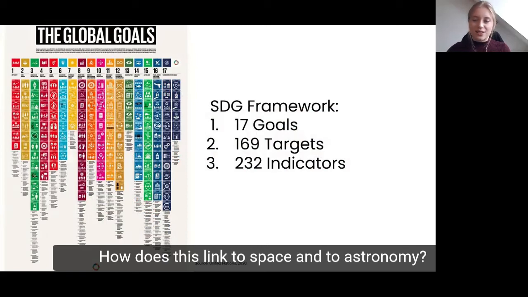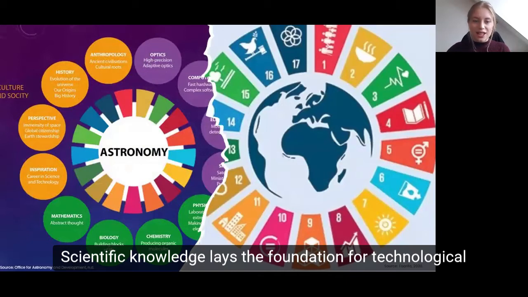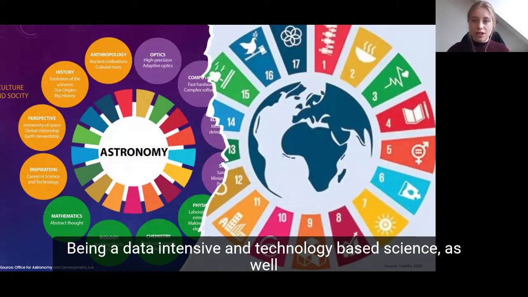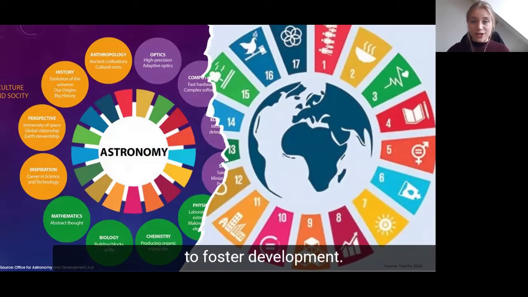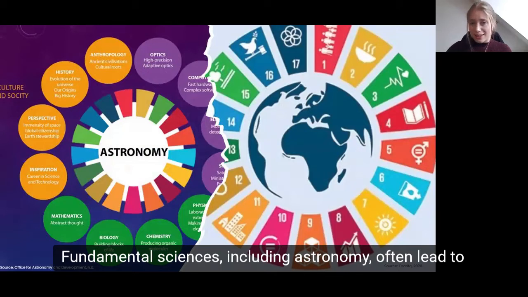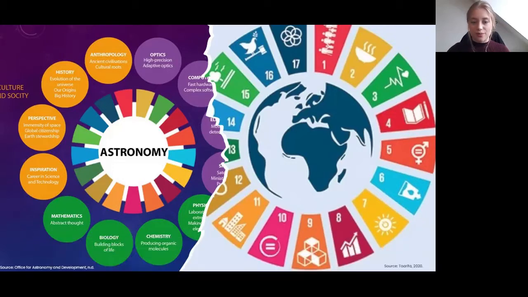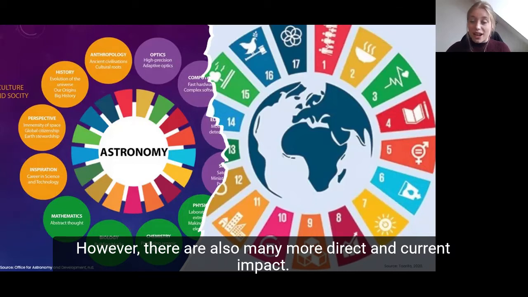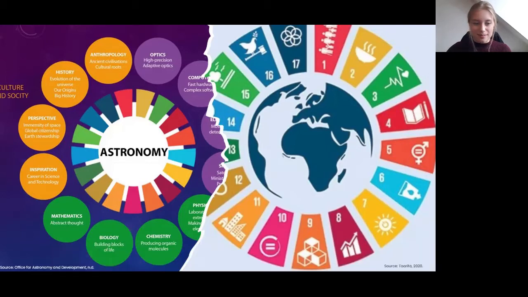But how does this link to space and to astronomy? Scientific knowledge lays the foundation for technological innovation and drives economic growth. Being a data-intensive and technology-based science, as well as deeply culturally rooted, astronomy provides many opportunities to foster development. Fundamental sciences, including astronomy, often lead to societal and economic impact after many years because they constantly push the boundaries of knowledge and technology. However, there are also many more direct and current impacts. So one of the challenges of a fundamental science is to demonstrate the direct impact on society.